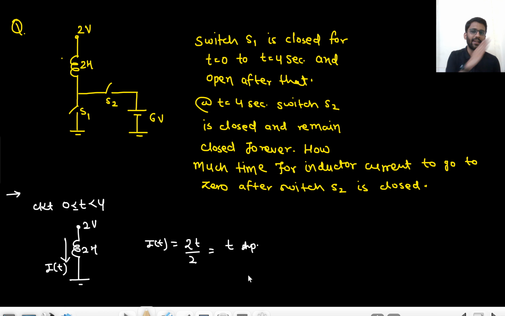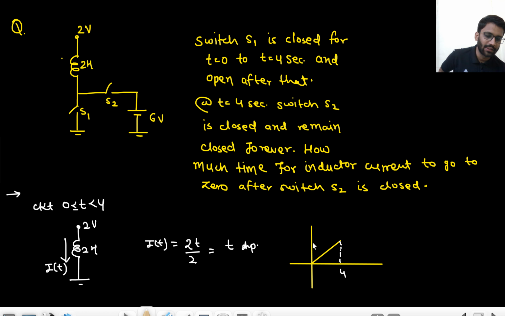Right. So the current will rise from 0 to 4. Basically the current waveform will be something like this. It will rise from 0 to 4 till 4 seconds. What is the value of current at t equals 4 seconds? That is 4 ampere. Right. This is my I(t). So that is I at 4 seconds, which would be 4 ampere.